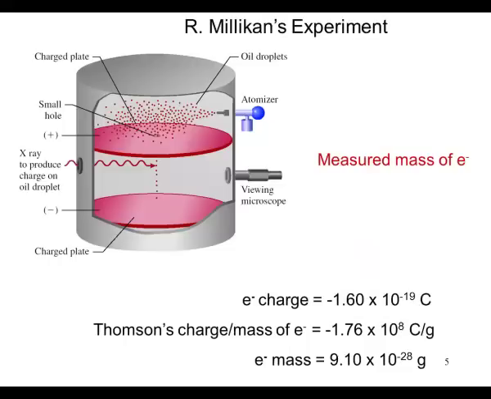Robert Millikan's experiment determined the mass of the electron. Knowing the charge and Thomson's charge to mass of the electron, he was able to calculate the electron mass as 9.10 times 10 to the minus 28th grams, which is extremely small.